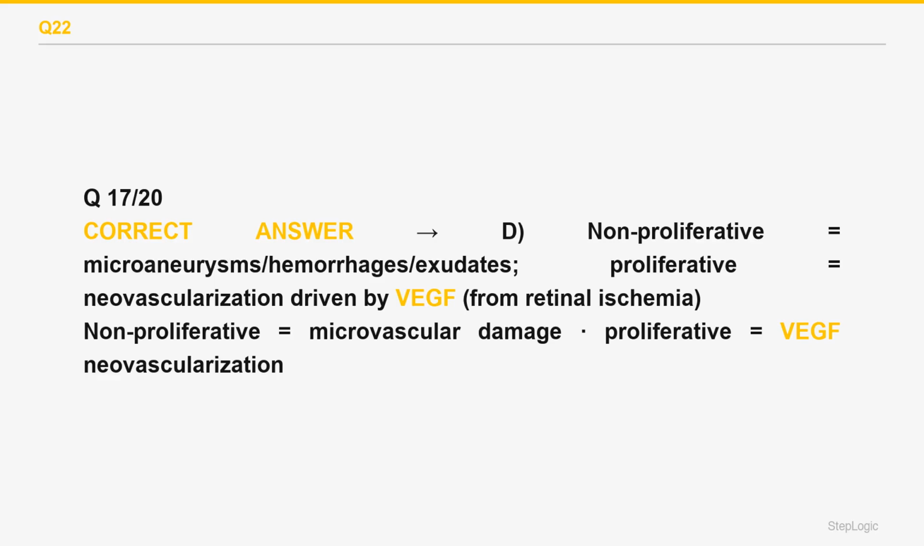The driver of the proliferative stage is the key mechanism. Chronic hyperglycemia damages and occludes retinal capillaries, causing retinal ischemia and hypoxia. The hypoxic retina releases VEGF, vascular endothelial growth factor, which stimulates the abnormal neovascularization. This is why treatments target VEGF, with anti-VEGF injections, and the ischemic drive, with laser photocoagulation. The progression from non-proliferative microvascular damage to VEGF-driven proliferative neovascularization distinguishes the two stages.